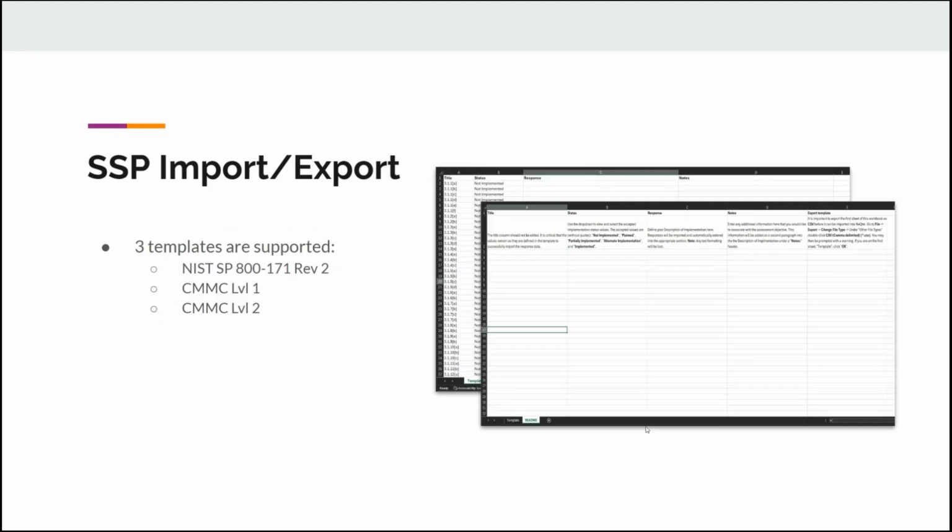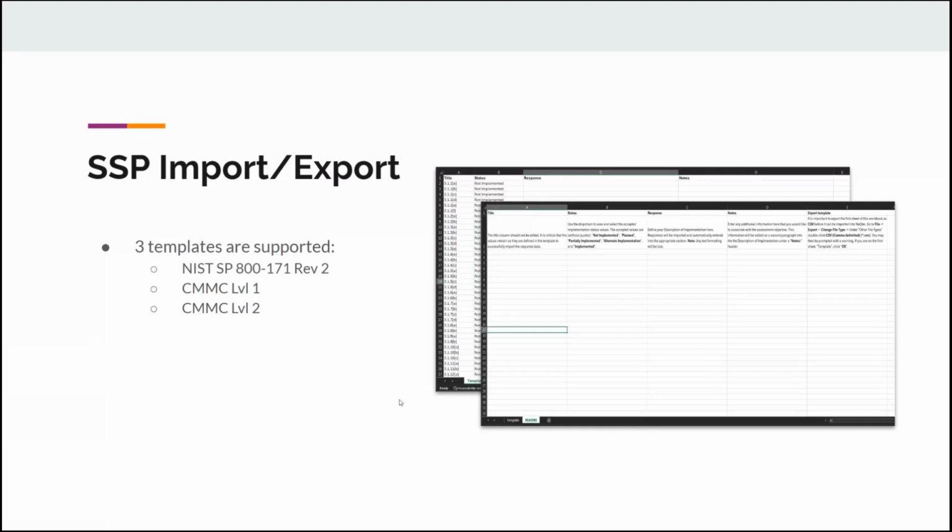So there are 3 templates currently supported: NIST 800-171 Rev 2, CMMC Level 1, and CMMC Level 2. Basically, there are just a few columns: title, status, response, notes. And there are certain values that are hard coded that need to be selected from different drop downs so that it works with how we store the data within NeQter.